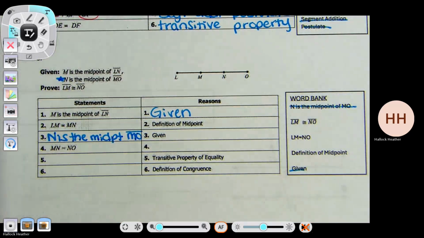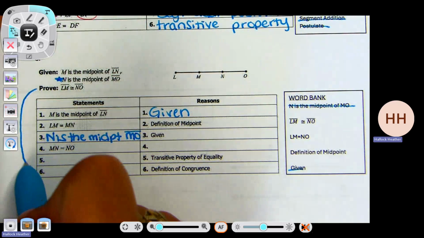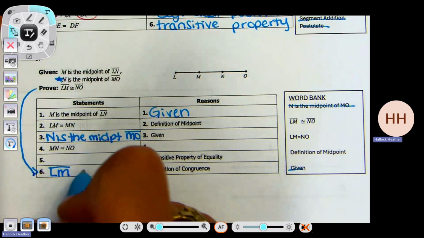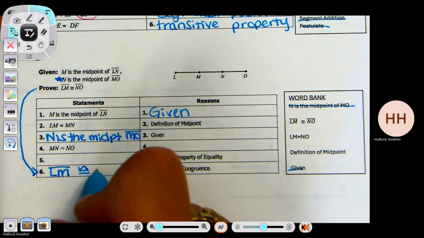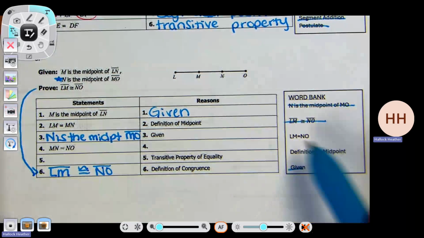What's the last thing I could automatically fill out without having to think that hard? LM is congruent to NO. So the prove is always going to go here no matter what. So from that, I didn't even literally have to read the problem. I just filled out what I know. So now I can cross out things that I know. I'm left with 2 options.